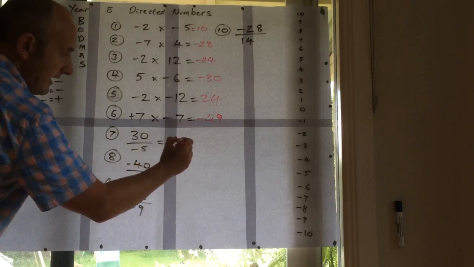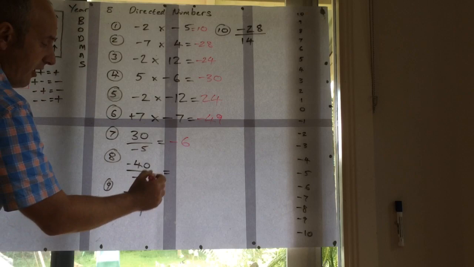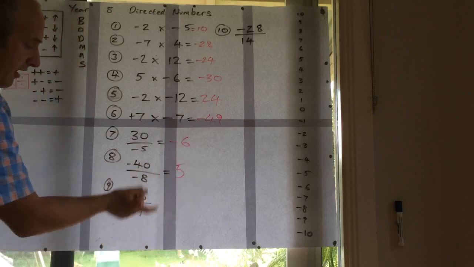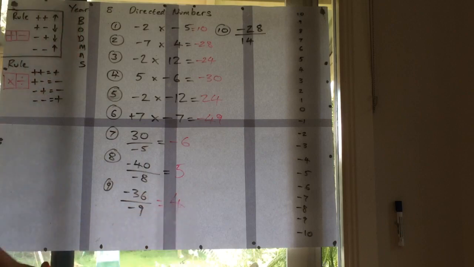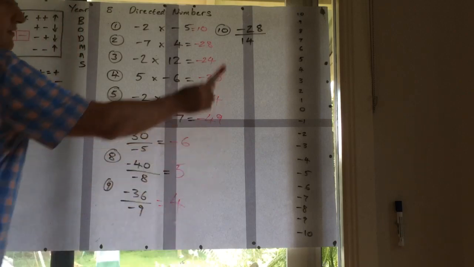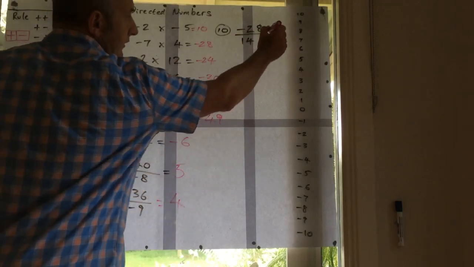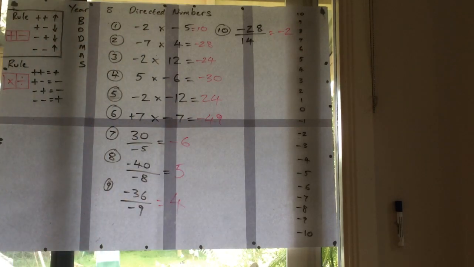This one, negative 6. This one, 8 into 40, 5, a negative divided by negative is a positive, 5. This one, 9 into 36 is 4, a negative divided by a negative is a positive. How many times does 14 go into 28? Twice. A negative divided by a positive, negative 2. Wonderful. Okay, so that's a fair bit of directed numbers done.